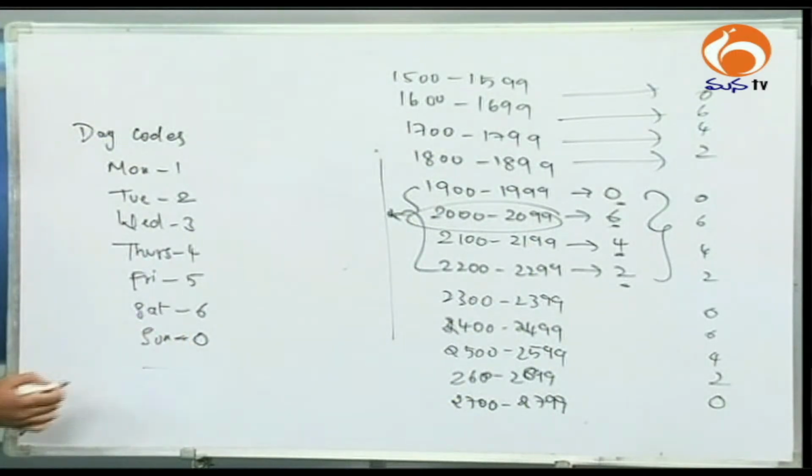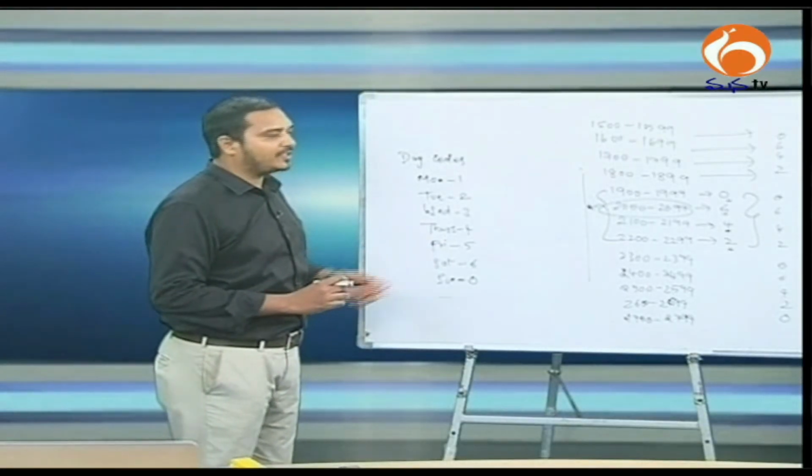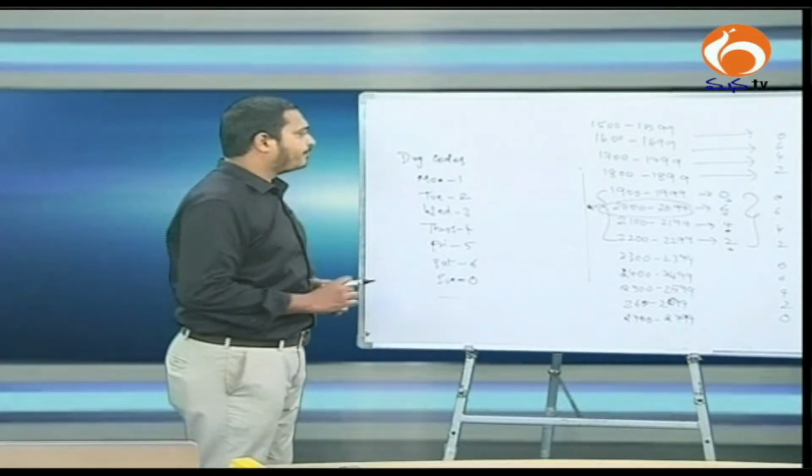In calendars, the number 7 does not appear anywhere in these particular day codes. So at any cost, Sunday is not 7, Sunday is 0. I have a reason for this. I'll let you know once we start working on the problems. So these are the day codes.